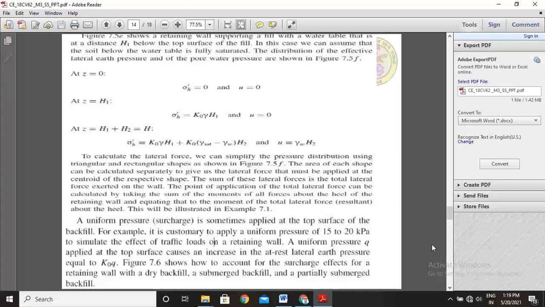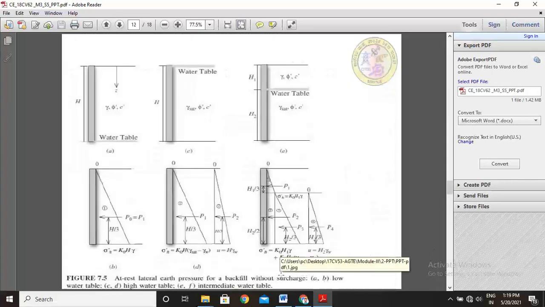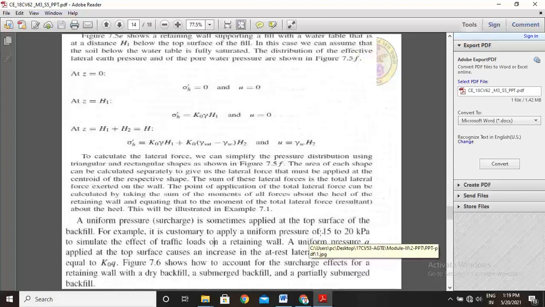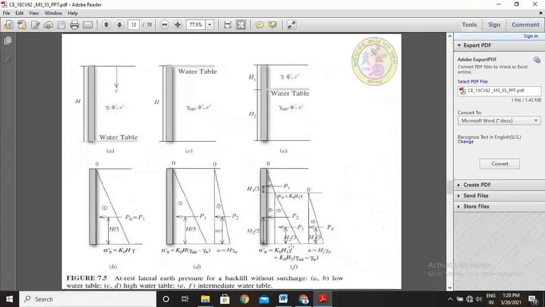Figure 7.5e, based on these diagrams I already explained. Figure 7.5e shows a retaining wall supporting a fill with a water table that is at a distance h1 below the top surface of the fill. In this case, we can assume that the soil below the water table is fully saturated. The distributions of the effective lateral earth pressure and of the pore water pressure are shown in figure 7.5f. See how these diagrams look.